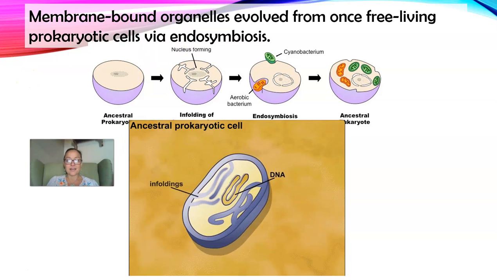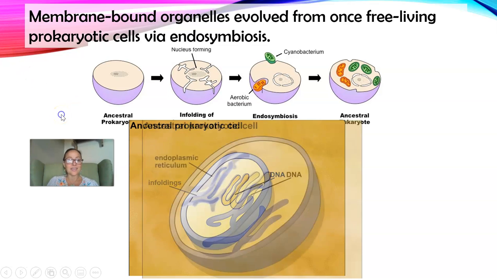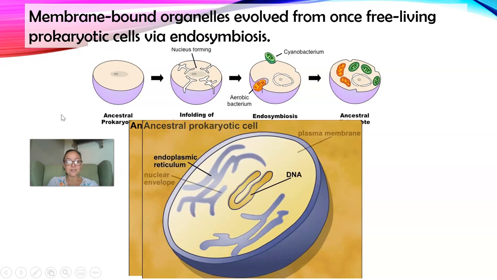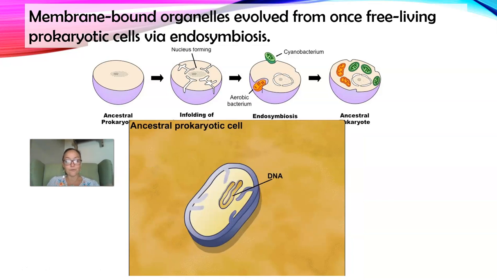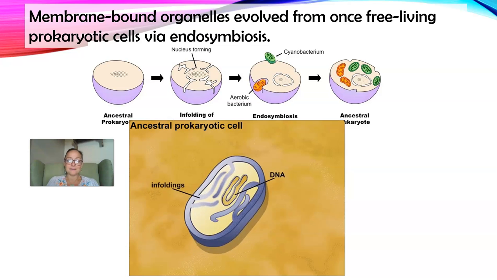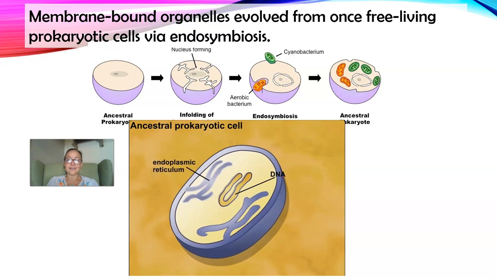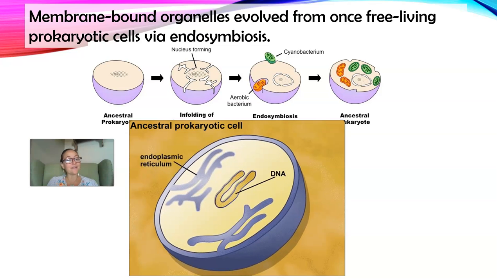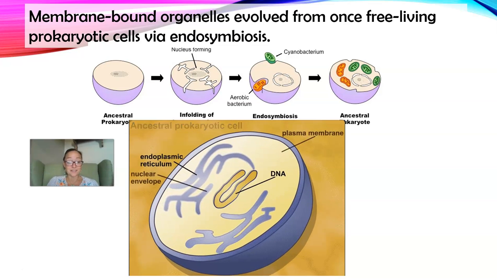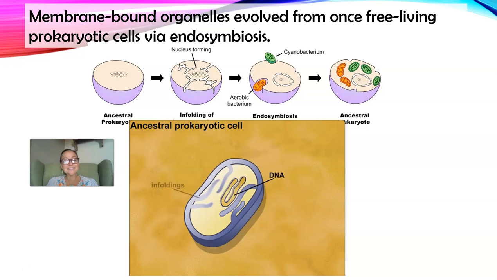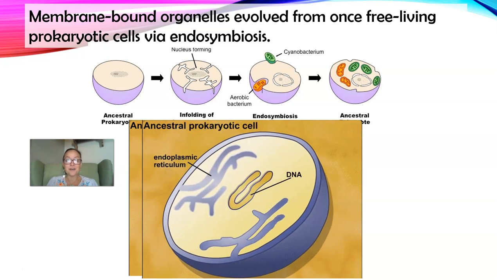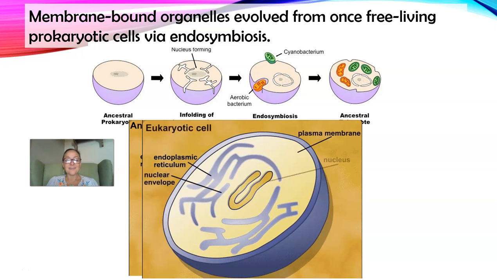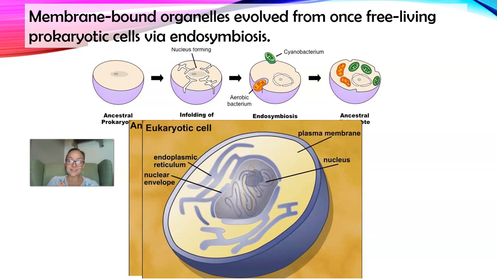Membrane-bound organelles evolved from once living free prokaryotic cells via endosymbiosis. So let's look at these different GIFs. So here is basically the infolding of the cell membrane to fold that rough ER and that Golgi that are all membrane bound. You can see the beginning formings of a nuclear envelope around that DNA. Here it's forming like a nucleus.